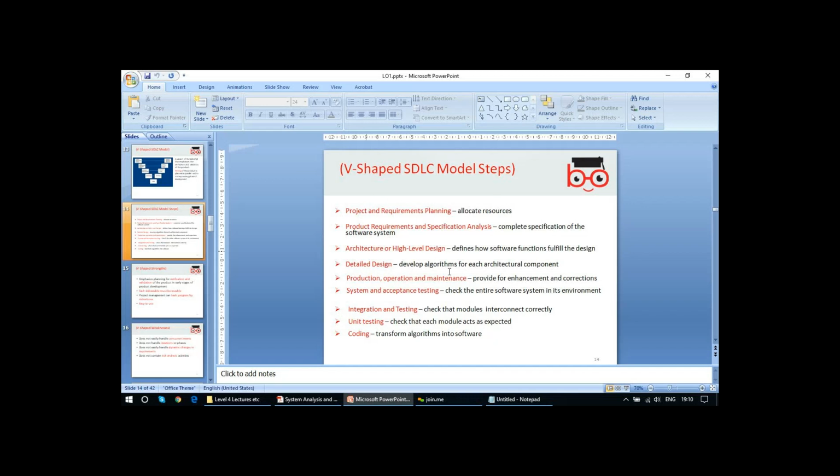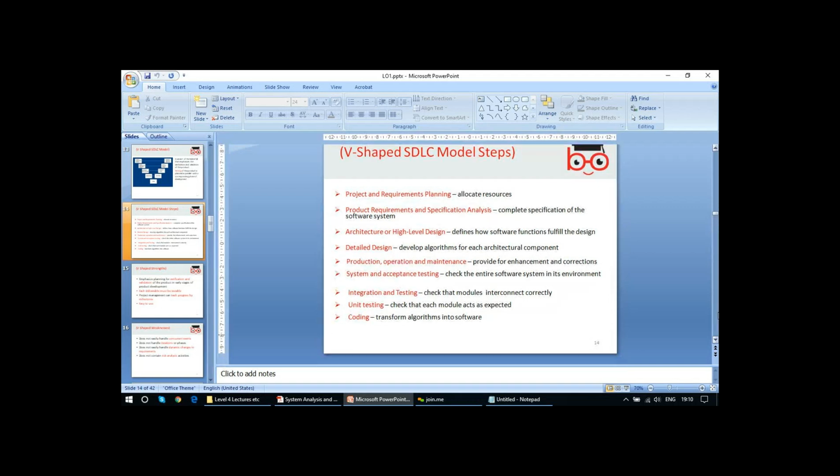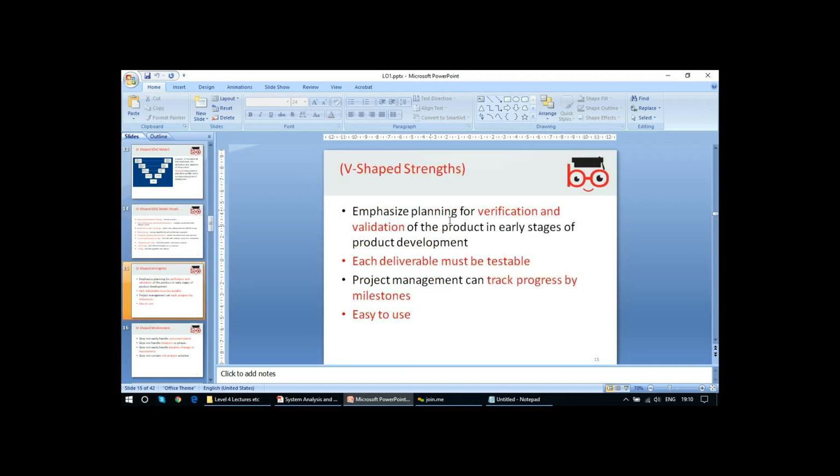The steps I explained are well defined, like analysis, design, and so on. I don't need to repeat the definitions of these steps, because they are the same, taken from every model. The strengths are the emphasis on planning and on verification and validation in the early stage of development. In the waterfall model, we didn't care whether the system would be verified and validated well or not; you had to go through the implementation. But this model gave a little touch of verification and validation at every stage.